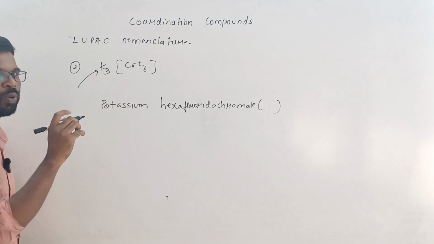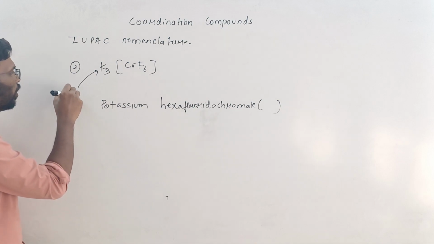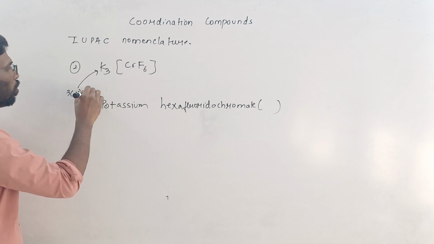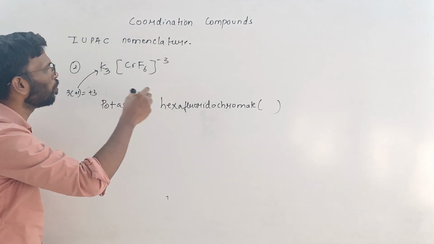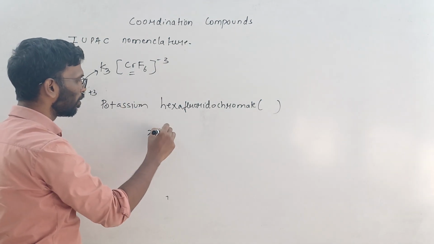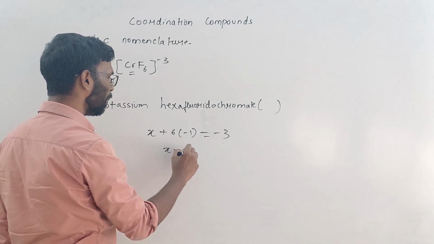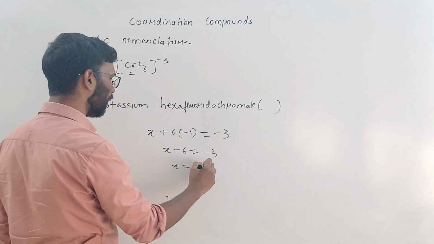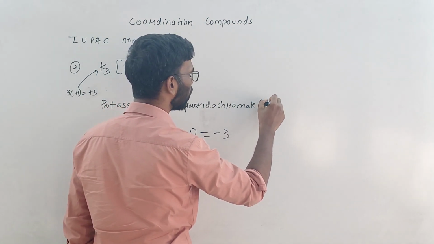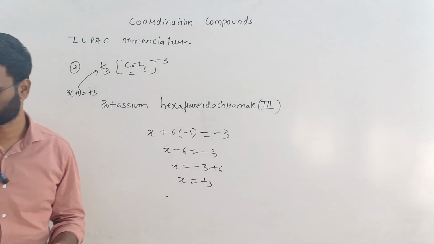Potassium is +1, it is a group 1 element, right? So this is 3 into +1, which is equal to +3. So what should this be? This is equal to -3, isn't it? So for chromium I am putting X plus 6 into -1, which is equal to -3. X minus 6 is -3, so X is equal to -3 plus 6, X is equal to +3. So this is the IUPAC name of this compound.